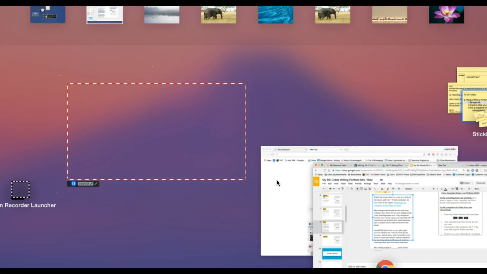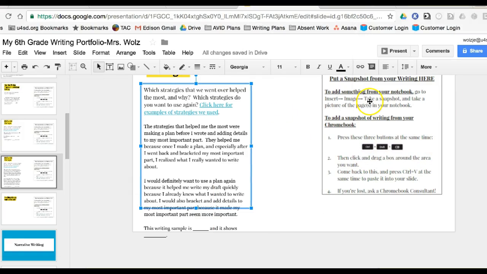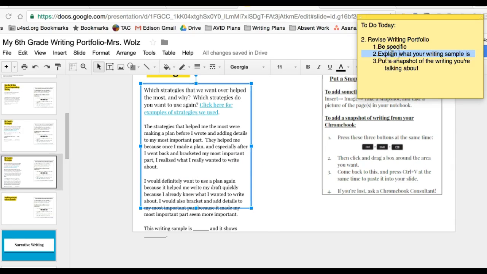That's my first one that we need to make sure that we're doing, okay, it's the be specific. The second thing you need to make sure you do is explain what your writing sample is.